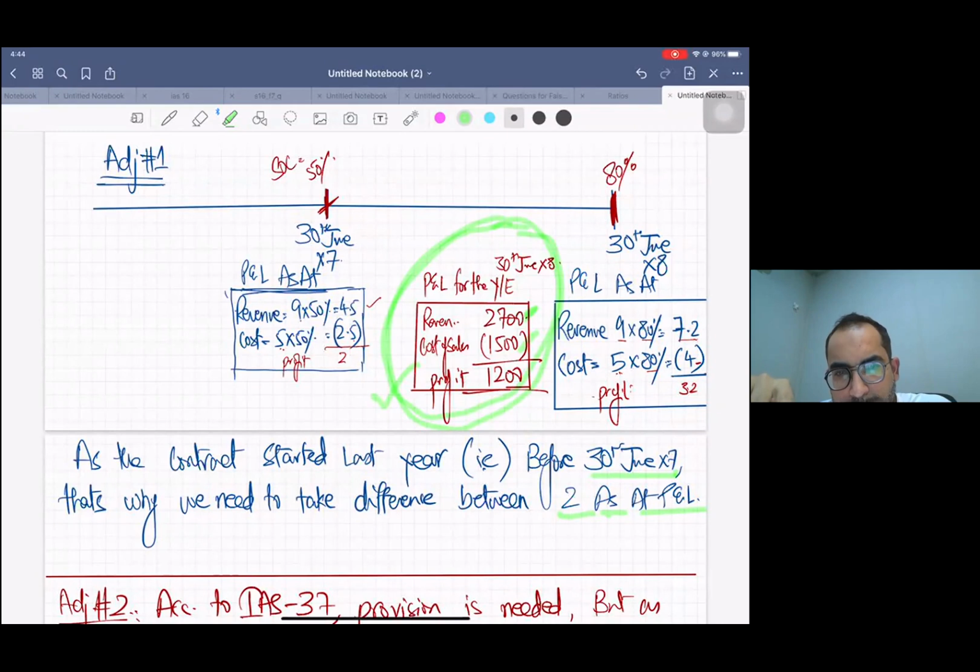There is one question from a student. Sir, if we simply take the difference between 80 and 50, the 30%, the answer will be same. Yes, I know. In this question, the answer is same. But if you have seen the other past papers and the exam kit and study text questions, normally this total estimated cost changes. So if you try to apply the shortcut every time, it won't work. So it's better you make the habit of two PNLs.